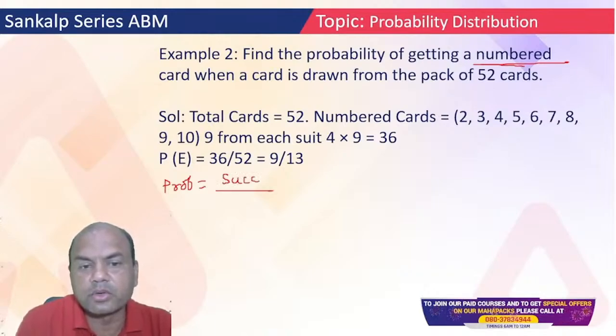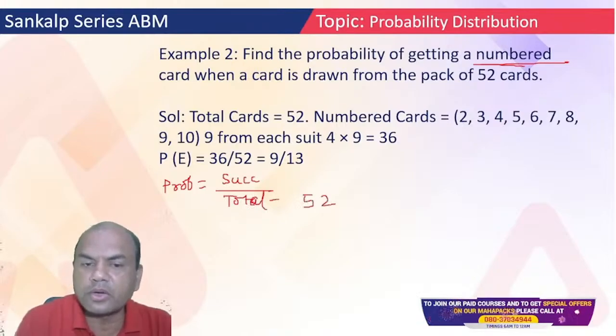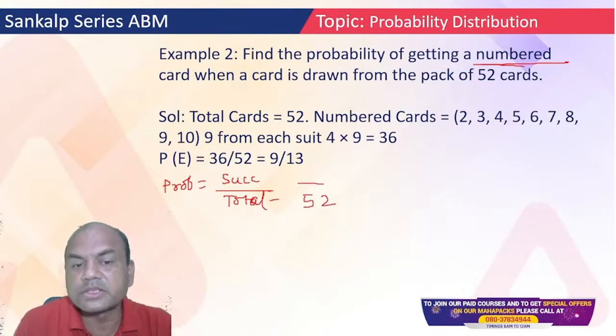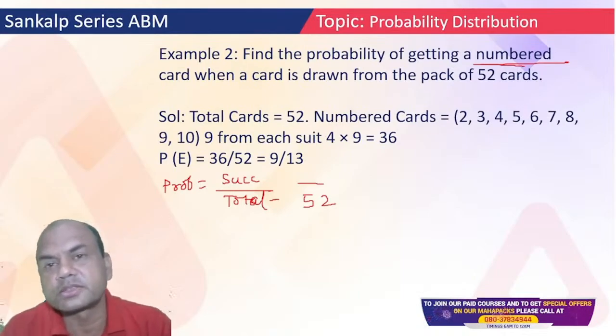Okay. Upon total, the sample space. So total is simple, you have got it: 52. Total is 52 cards. What about the success? Success is a numbered card. Now how many numbered cards are there in a pack of 52 cards?